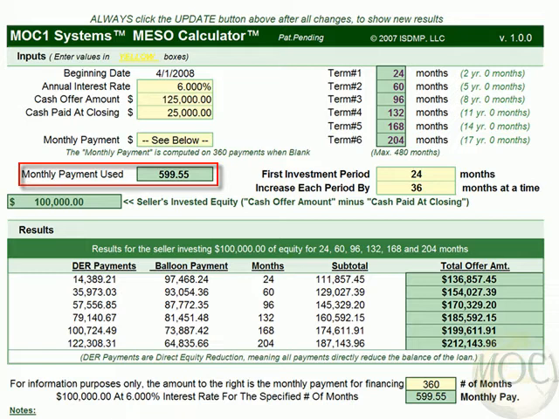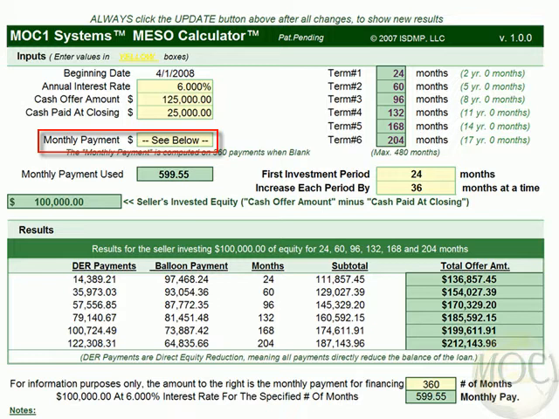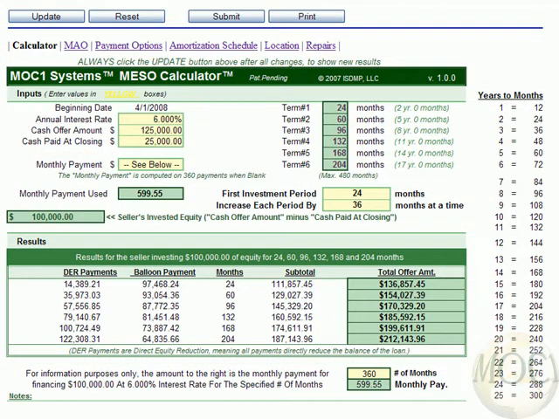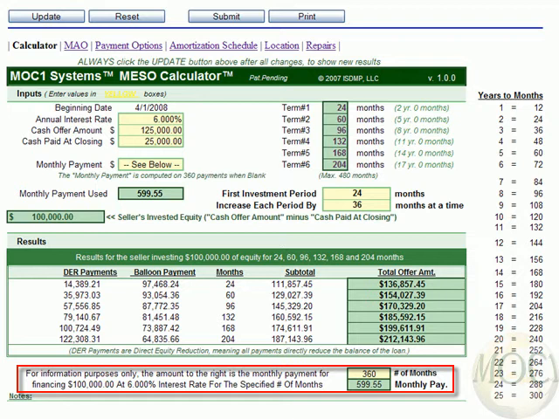The monthly payment used is calculated for you based on a term of 360 months. This is as if you were making the payments over a 30-year period. If you or the seller would like a different monthly payment amount, the amount can be entered in the monthly payment box. To help you decide on what monthly payments are best for your situation, a list of the monthly payments for each year from 1 to 40 years and interest-only payments are shown by clicking on the Payment Options tab at the top. This is explained further in the Payment Options video.